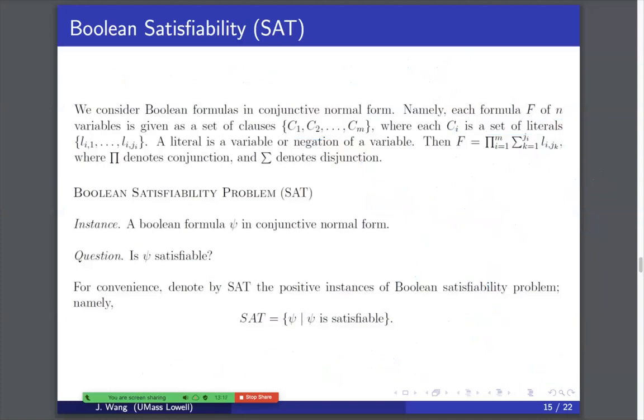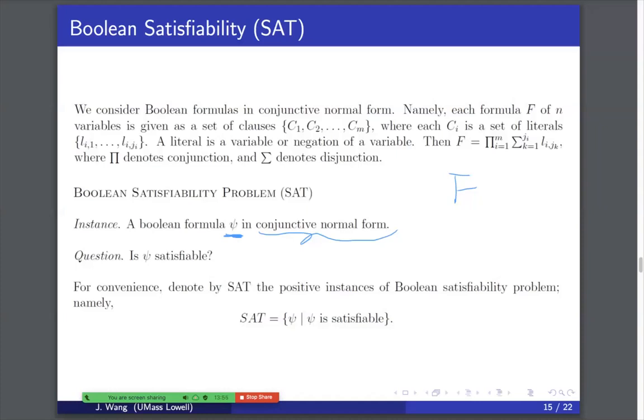So now let's look at this Boolean satisfiability problem. The instance here is a Boolean formula, which we'll call phi, in conjunctive normal form. So when we see this, in our mind, we should think of it as being in this particular form. When we have f, it's just any Boolean formula in any form. What we want to know here is whether phi is satisfiable.